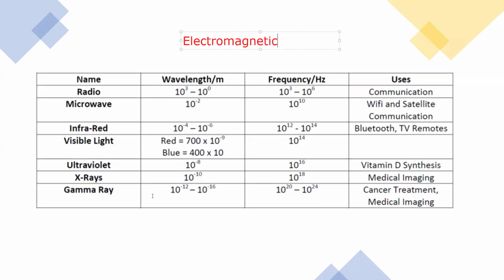The term electromagnetic is used because these radiations consist of two fields. One is electric, another one is magnetic. It's not particles, it's just two fields. In these waves, there are two fields present, one is the electric field, another one is the magnetic field, and both fields are perpendicular to each other.